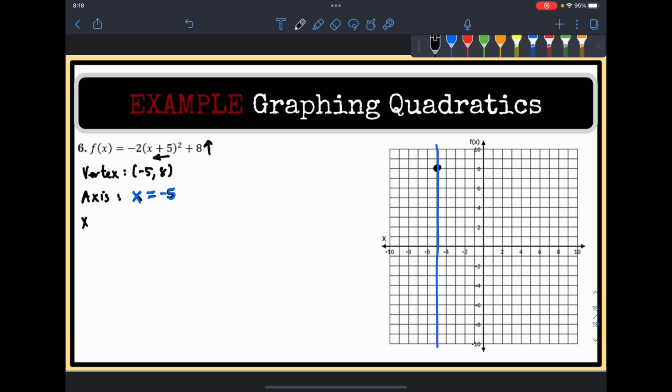Our x-intercept is when y is equal to 0. So I'm going to make this equal to 0. We end up with 0 equals -2 times (x plus 5) squared plus 8. So -2 times (x plus 5) squared plus 8 equals 0. To solve this equation, we start by getting rid of the plus 8, so we're going to subtract 8 from both sides.